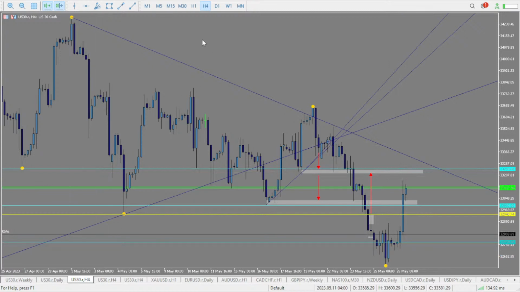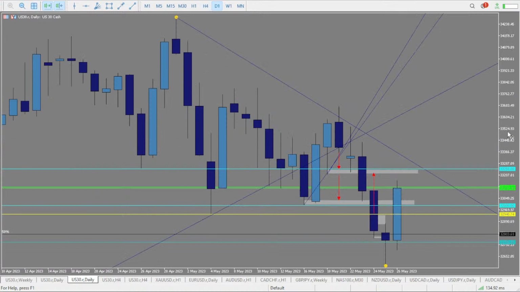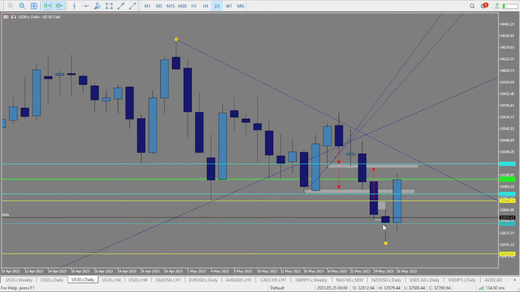And we can look at our other markup too on the daily, which just looks beautiful. I mean, when you look at those whole number rejections, look at that. 32,750, it's exactly where those candle bodies are just sitting. And we pushed all the way up into those zones. So 32,250 would be a nice area.